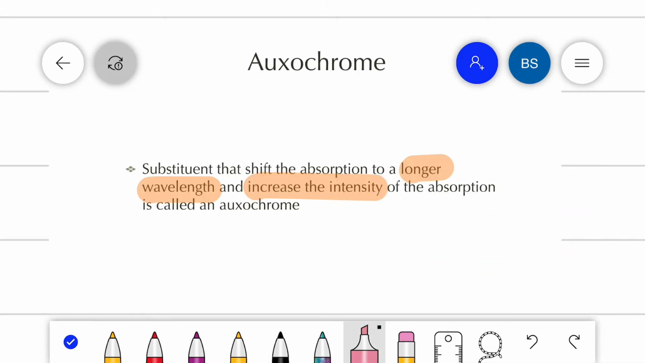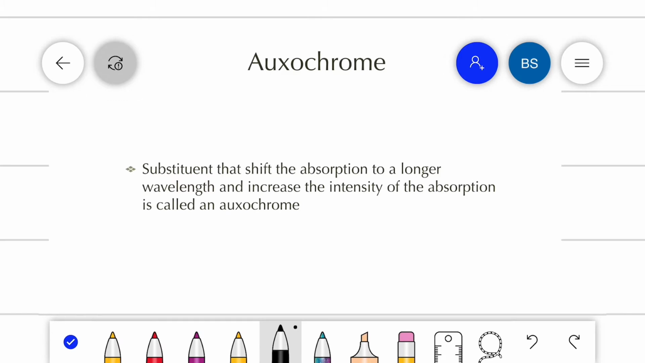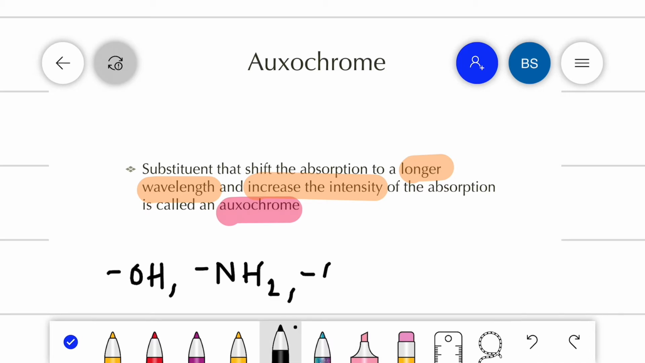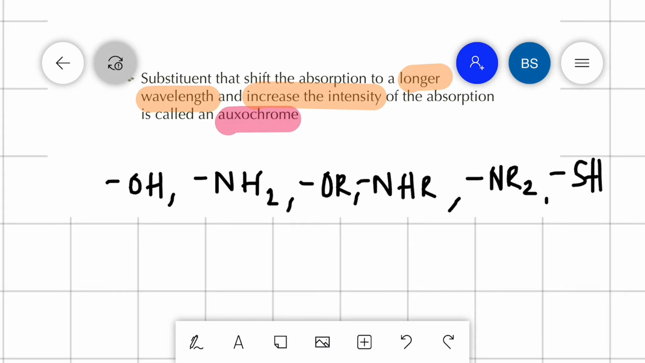Whereas an auxochrome is a functional group that does not show selective absorption above 200 nanometers on its own, but when present along with the chromophore, it causes a shift of absorption to longer wavelength and an increase in the intensity of the absorption peak. Groups such as OH, NH2, OR, NHR, NR2, SH, etc. function as auxochromes.